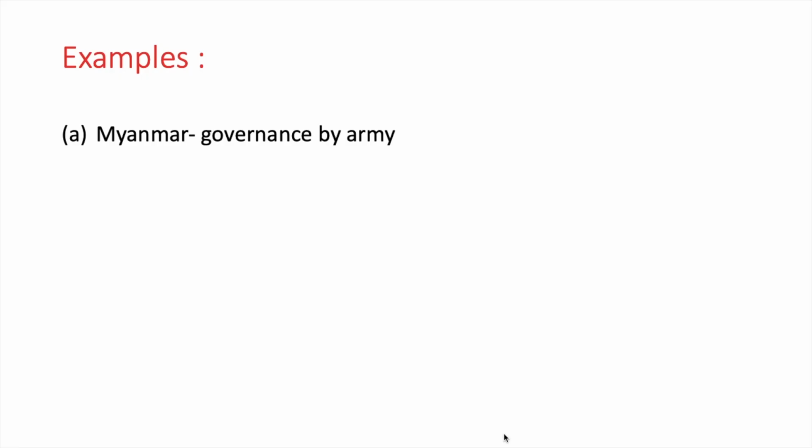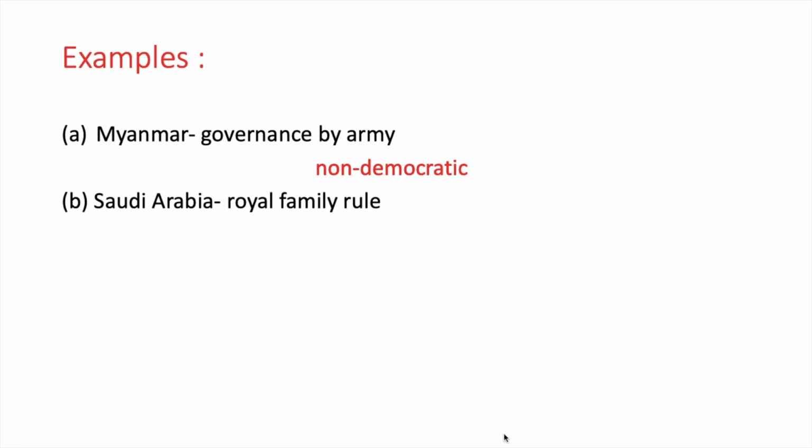In Myanmar, the army is in control of governance. The army is not elected. By seeing this definition of democracy, can you tell whether Myanmar is a democratic country or not? No, it is not a democracy because the rulers are not elected by the people. In Saudi Arabia, only people born in the royal family rule the country. Is this democracy? Surely not, as the rulers are not elected.